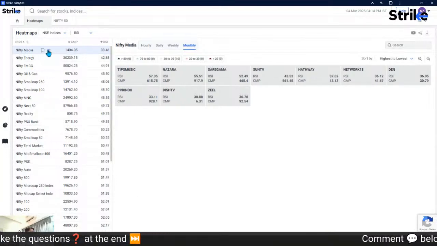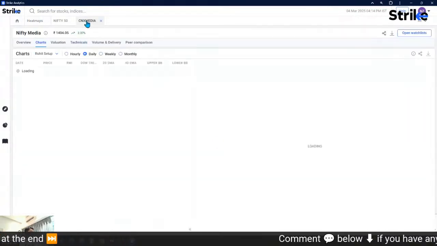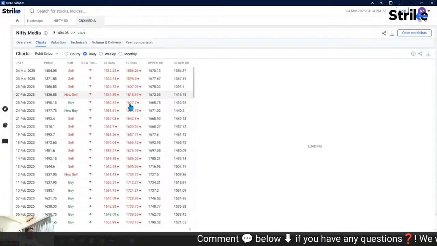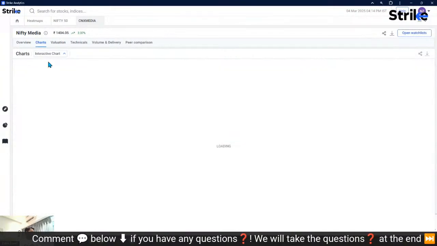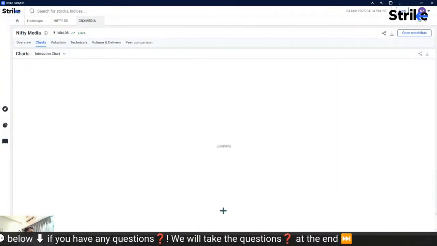You can look at the media chart also over here like this. Just click on it. CNX Media, its chart will open up, and you can click on the interactive chart. So you'll get a nice big chart over here.